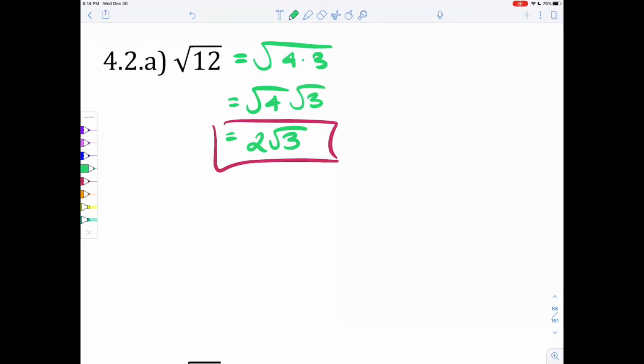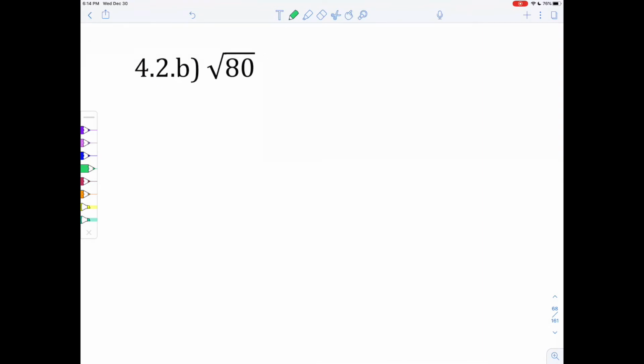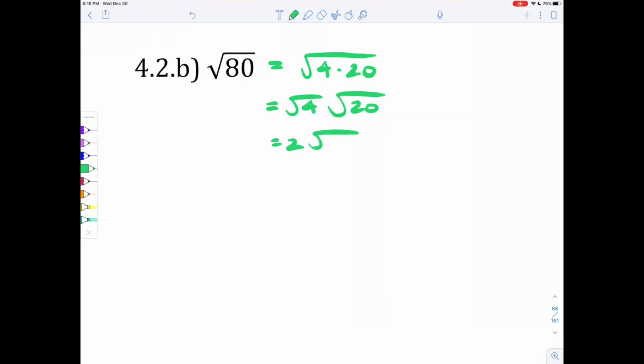Square root of 80. I'm sure square numbers go into this. I know 4 goes into this. So I can say this is 4 times 20, which is then the square root of 4 times the square root of 20, which gives me 2 root 20. But worth noting is that the root of 20 is not fully reduced. So it still has a square number that goes into it.